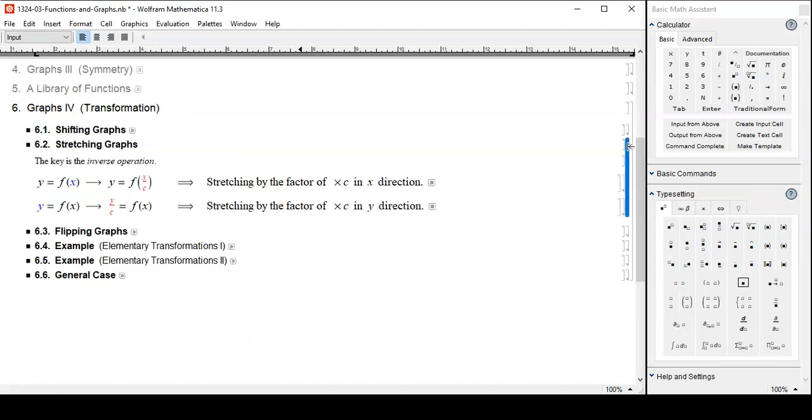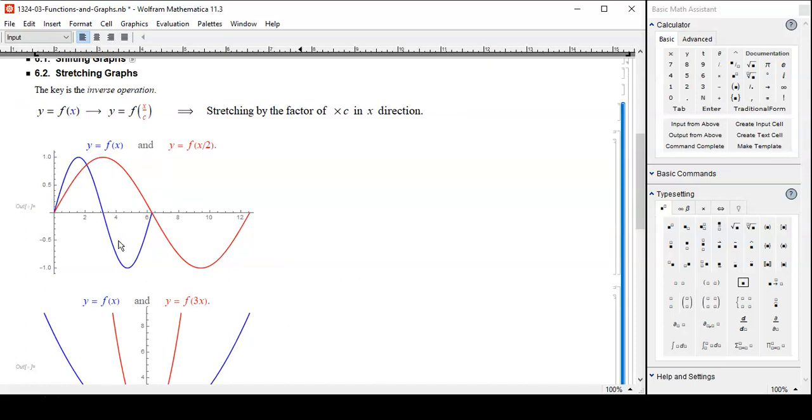Now let's consider stretching graph. I want expansion in x direction. Stretch by factor of c. Double it, triple it. Remember, inverse operation. We go backward. Divide by c. Same thing goes to y. Divide by c. Here we go. Original graph, y equals f of x, and double it. And then we get the red graph. And if you're going to double it, you go backward, divide by 2.